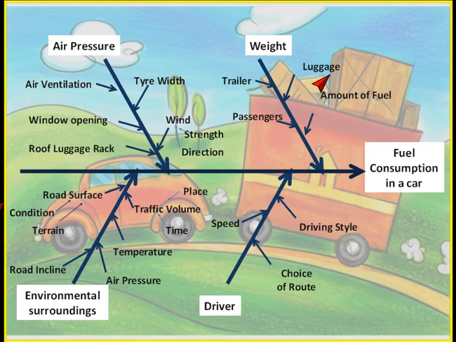Luggage, we know, does influence the fuel consumption in a car. Having a trailer, passengers. Within the category of air pressure, I considered the issues of tire width, wind strength and direction, open windows in the car, roof, luggage rack, whether they would play a role in the fuel consumption of the car. Then also I looked at environmental surroundings, road surface with condition, terrain, road incline, temperature, etc. You can see that it was a quick way to list up all the different categories and the individual details or aspects that may influence the situation I would like to analyse.